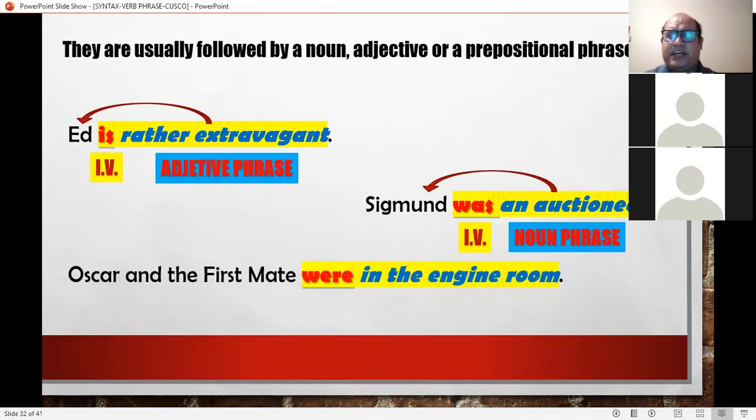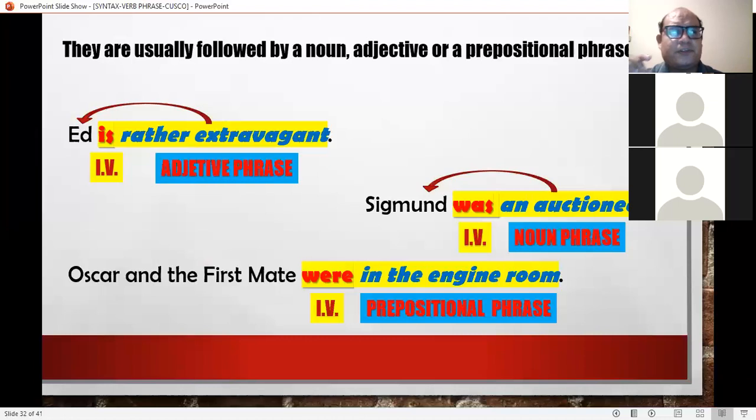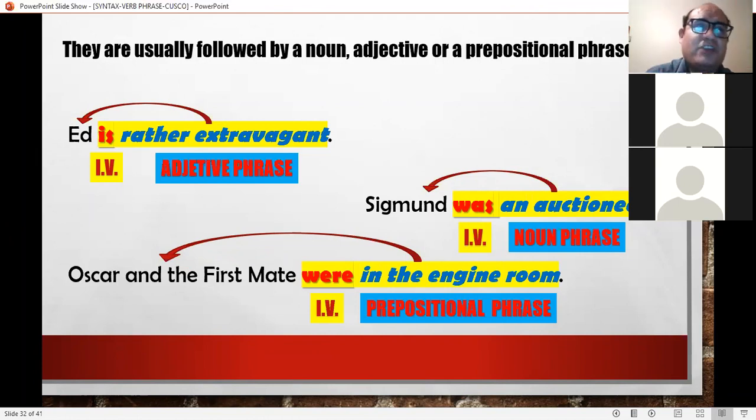Another example. Oscar and the first mate were in the engine room. Again, you have the verb be in past, which is the intensive verb. Notice, this is the intensive verb, and it's followed now by a prepositional phrase. Remember, the intensive verbs are followed by a noun phrase, adjective phrase, or a prepositional phrase. And again, notice that here it is talking about the subject. Here it is indicating the position, the placement. Where are they? Oh, they are in the engine room. So you are giving some information about the subject. You're not talking about the verb. The verb is just the link, the connection between these two parts, all right?